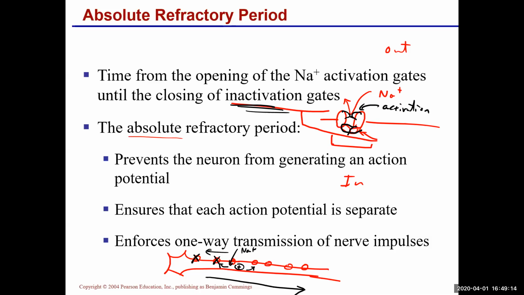And then again, they're going to reset. The inactivation gate is going to open. So if the voltage changes, they can open up, and again, sodium can go in now. All right. So this is called the absolute refractory period. Once they are inactivated, they're inactivated. It doesn't matter what type of voltage or how much voltage you use, they're not going to open up.